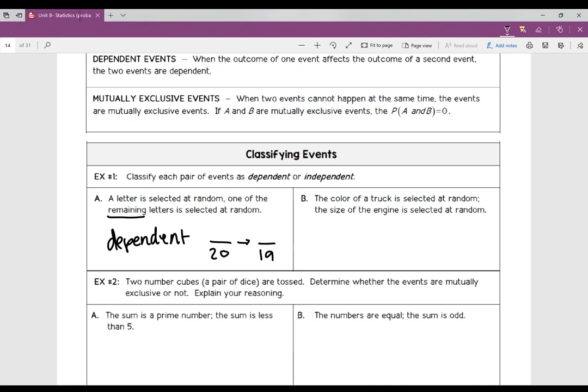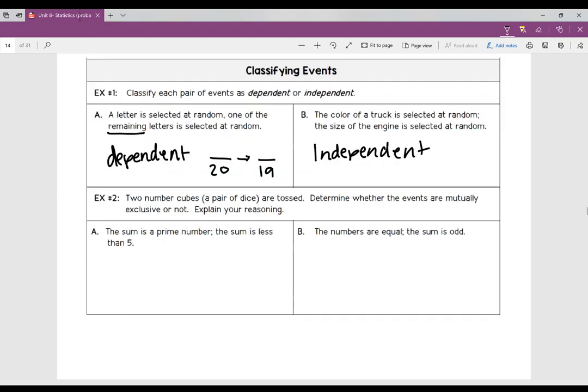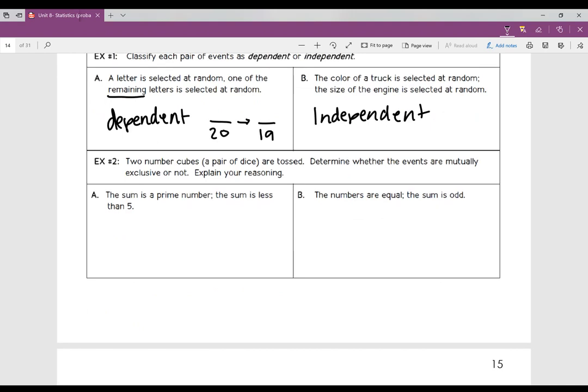Okay, the next one says the color of a truck is randomly selected and the size of the engine is randomly selected. Do those affect each other? No. So these are solidly independent. Okay, so on this next one, two number cubes. A pair of dice are tossed. Determine whether the events are mutually exclusive or not.